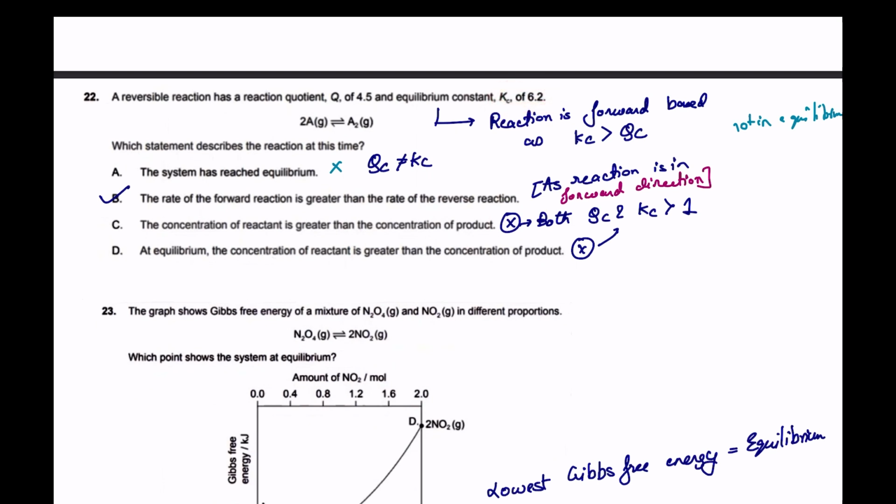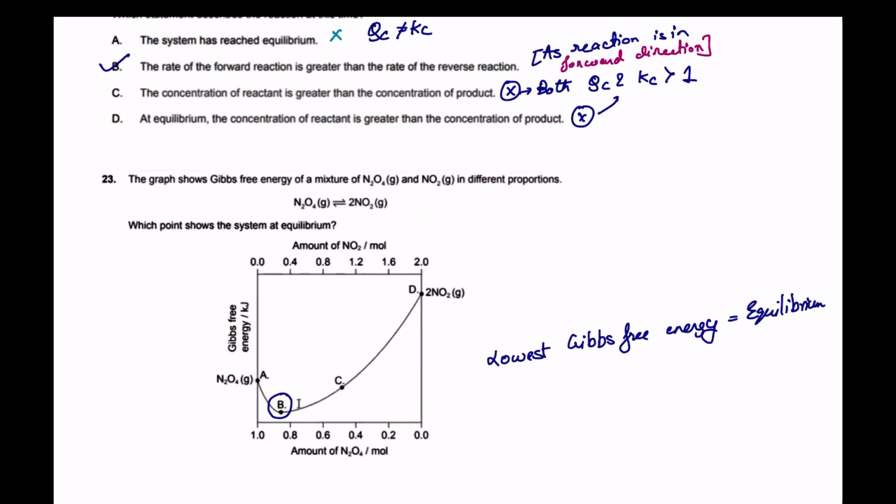Now coming to option B, which is the correct option. As the reaction is in the forward direction, the rate of forward reaction is greater than the rate of the reverse reaction. And that is why your products are being formed, right? So option B is the correct answer to this question.